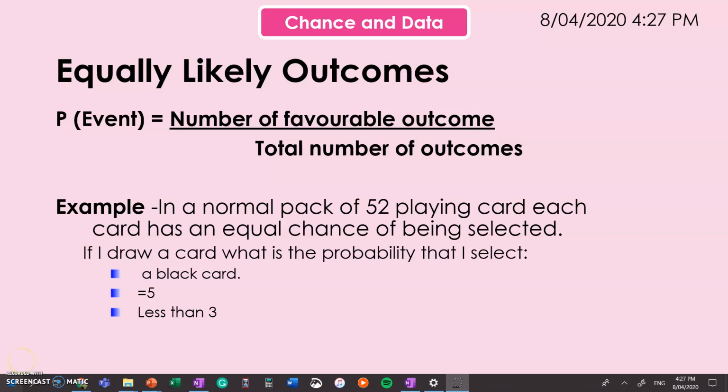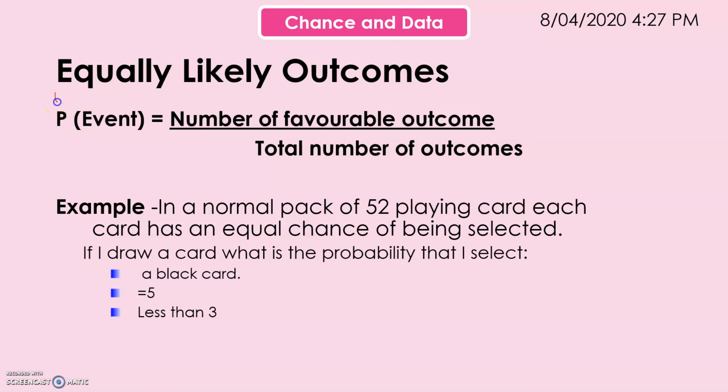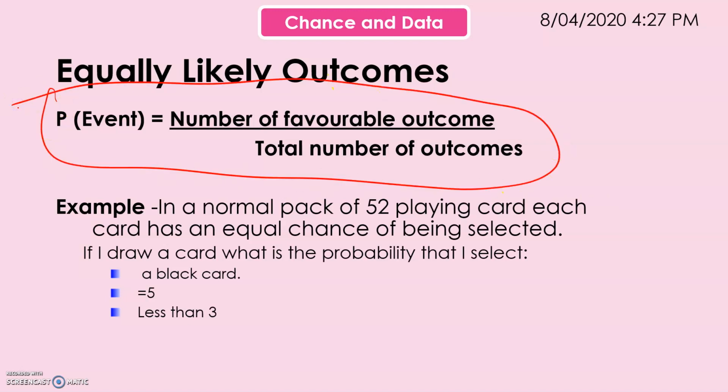So this video is about working out probabilities. It's a pretty simple calculation, which is this formula here: we take the number of favourable outcomes divided by the total number of outcomes. An outcome is just a result. So for example, if I'm flipping a coin, there are two outcomes, a heads or a tails. If I roll a dice, I can either get 1, 2, 3, 4, 5, 6.